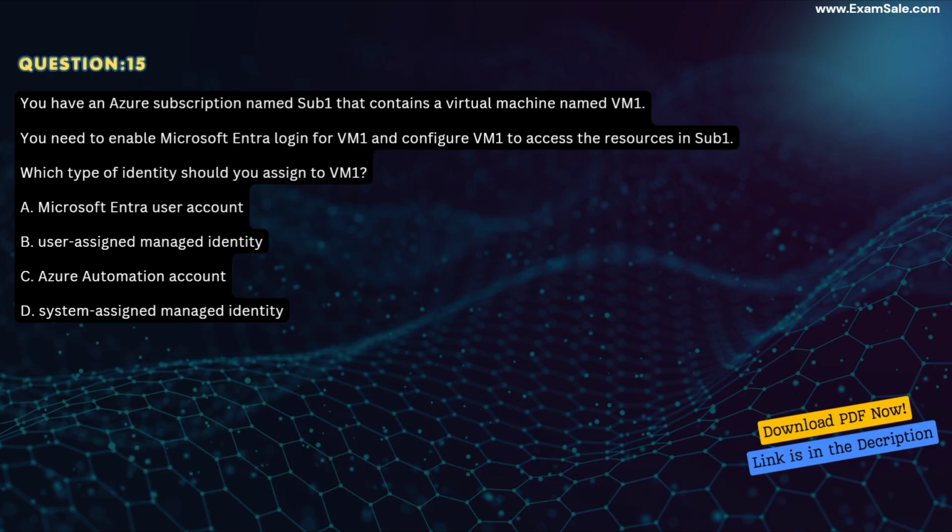Question 15. You have an Azure subscription named Sub1 that contains a virtual machine named VM1. You need to enable Microsoft Entra login for VM1 and configure VM1 to access the resources in Sub1. Which type of identity should you assign to VM1? A. Microsoft Entra user account. B. User assigned managed identity. C. Azure Automation account. D. System assigned managed identity.